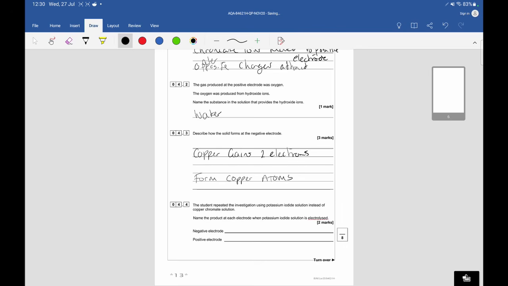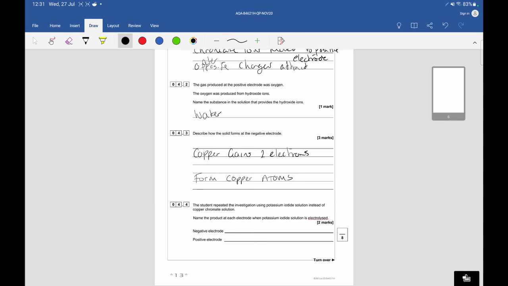Question number 4 says a student repeated the investigation using potassium iodide solution instead of copper chromate. Name the product at each electrode when potassium iodide is electrolysed. Well, we should be aware that potassium is far more reactive than hydrogen is.